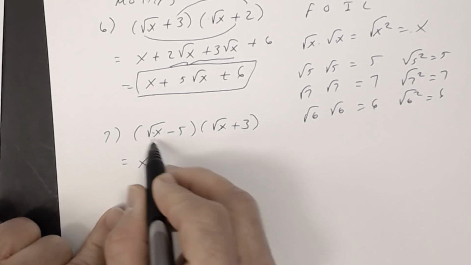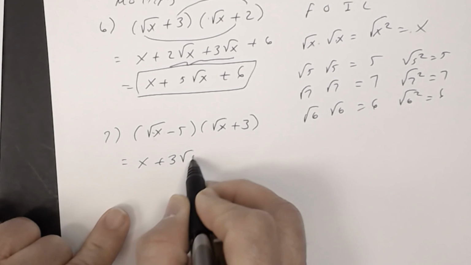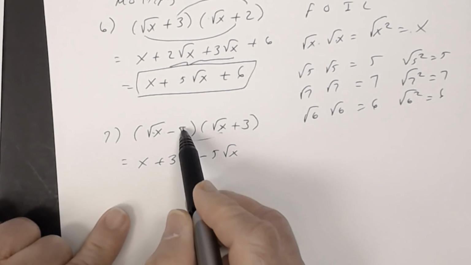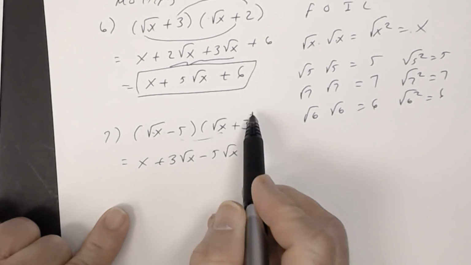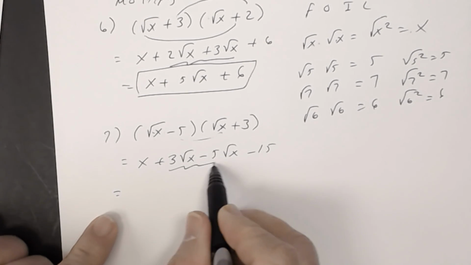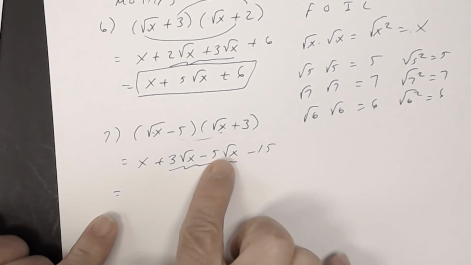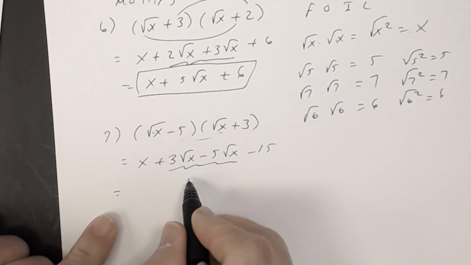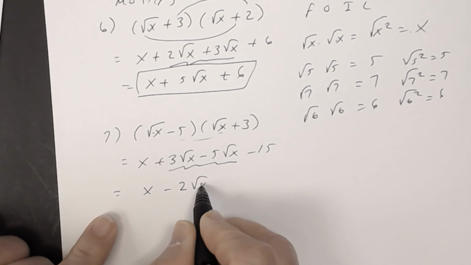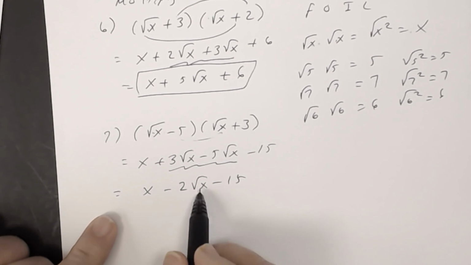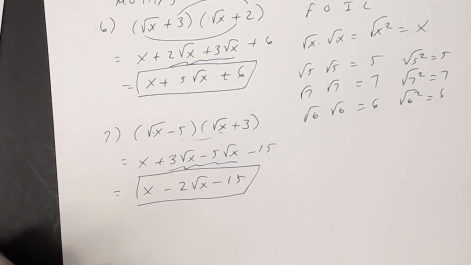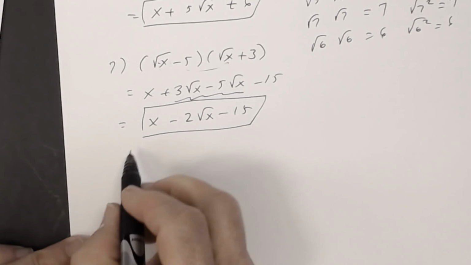The outer, the square root of x times 3, is positive 3 square root of x. The inner, negative 5 square root of x. And then the last, a negative 5 times 3 is a negative 15. Combining like terms, I can combine these because 3 square root of x and a negative 5 square root of x is a negative 2 square root of x. So that's x minus 2 square root of x minus 15. And those three terms, none of them are alike, so you're done. That's your answer.